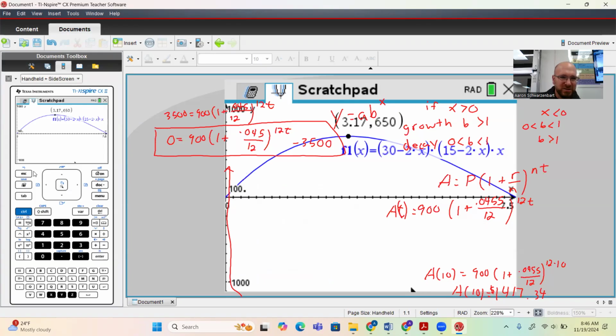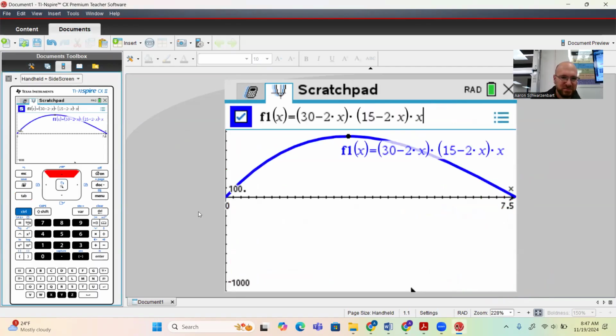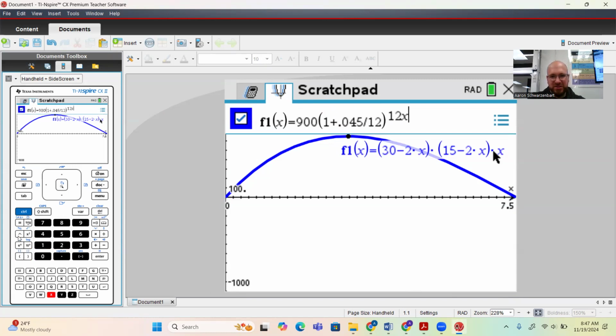Okay, I remember my equation. I'm going to clear that because I can't see what I'm doing. 900, 1 plus 0.045. You do have to do it as x. Oh, there's an extra 5. Okay, thanks. 0.0455.